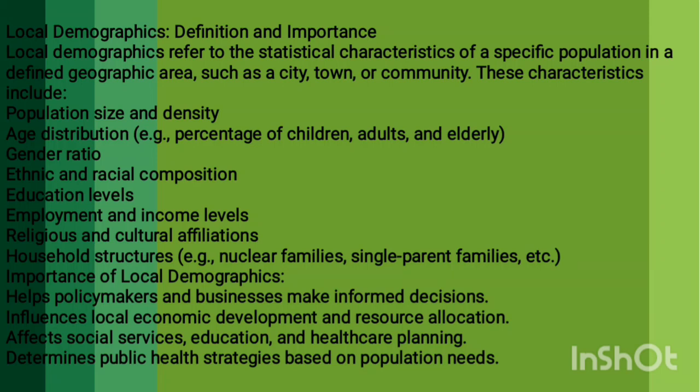Next one, employment and income levels. That means the types of jobs people have and how much they earn. Next one, religious and cultural affiliations. That means the beliefs and traditions of the community. Next one, household structure. That means the types of family, for example, single parents, nuclear families, like that.